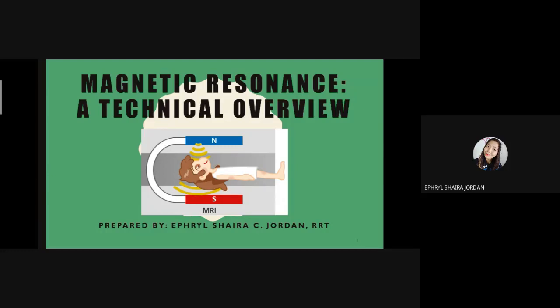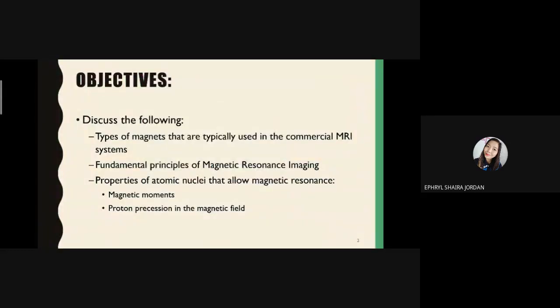For today's topic, we are going to cover a technical overview of magnetic resonance imaging. The objectives for today's lecture are the following. We are going to discuss the types of magnets that are typically used in commercial MRI systems, the fundamental principles of magnetic resonance imaging, the properties of atomic nuclei that allow magnetic resonance, which are the magnetic moments, and proton precession in the magnetic field.